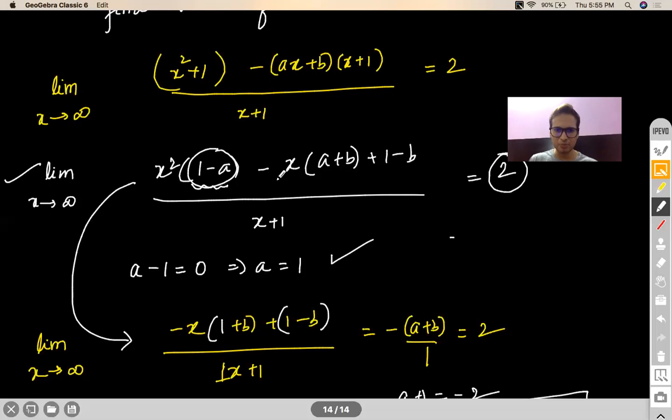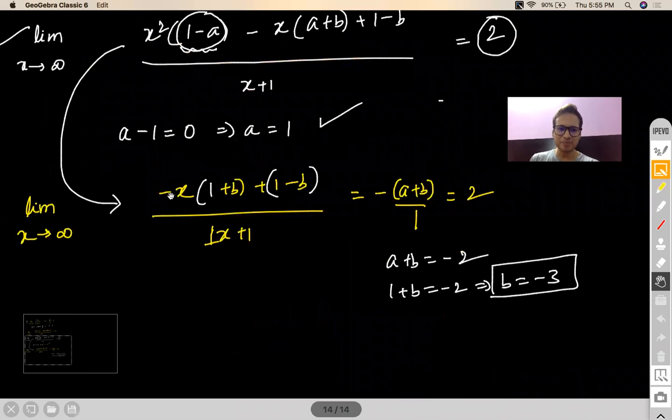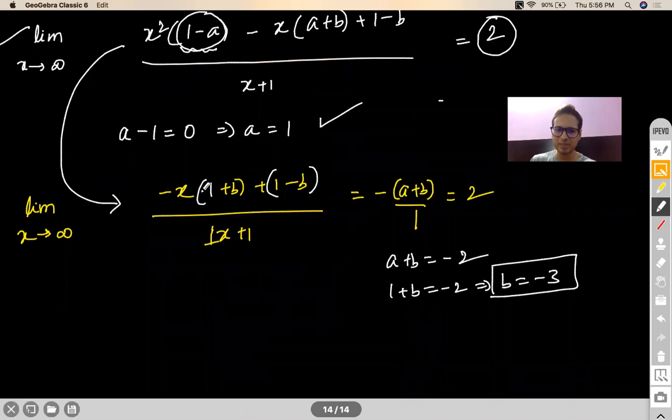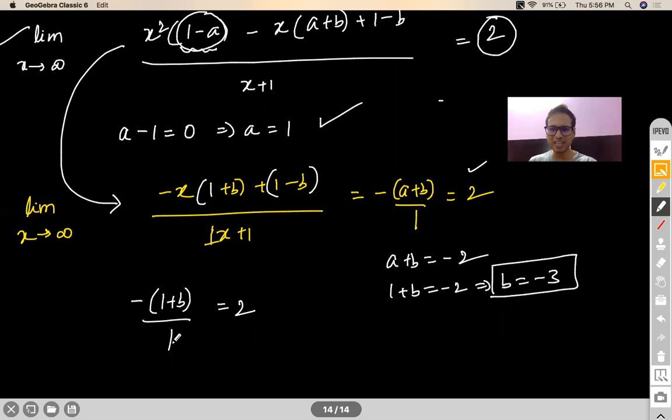Now when you put a as 1, this term is lost. You start with this term now: minus x, a is already 1 as we have seen, 1 plus b, and this term. Effectively it looks like a linear term divided by a linear term. Now when there's linear by linear, your answer is the coefficient of the highest degree term in the numerator by that in the denominator. So your answer will be minus 1 plus b by 1, so this is equal to 2, the given answer, and from there you get the value of b.